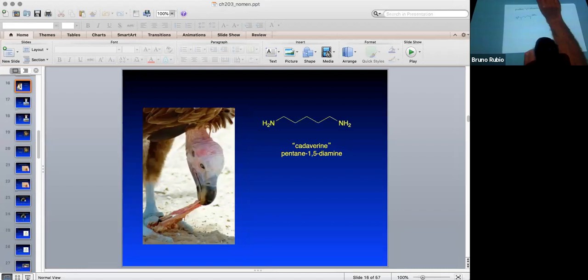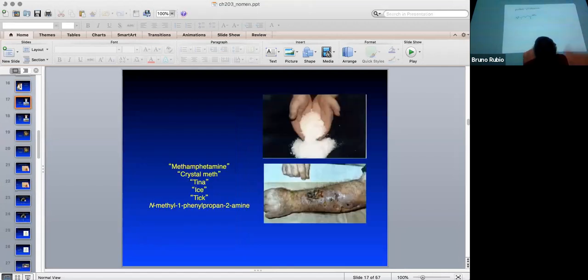Okay, so let's do an exciting example here. I volunteer at a homeless shelter for men in downtown Boston, and one day I went around asking the guys there, I call it N-methyl 1-phenyl propane 2-amine. What do you call it? And they were all like, what? Say what? Yeah, N-methyl 1-phenyl propane 2-amine. What do you call it?